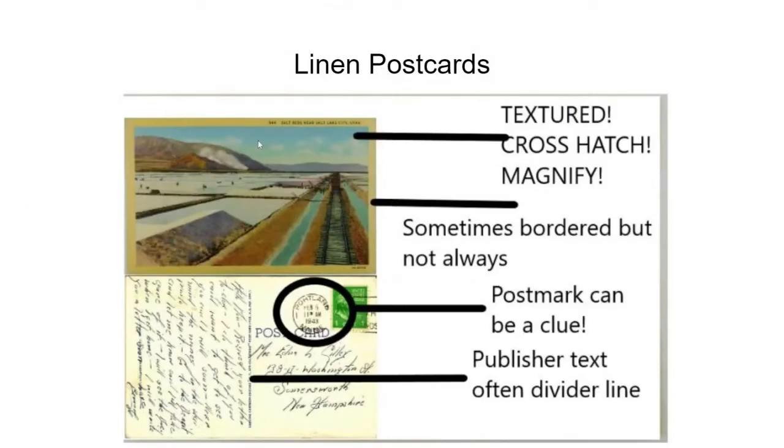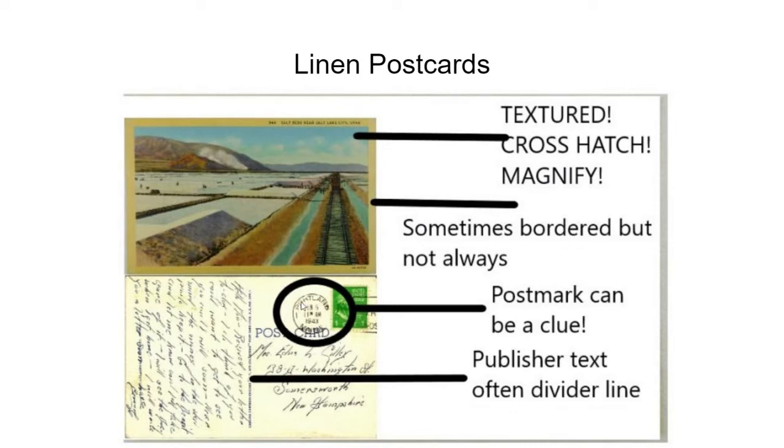So in identifying them, we're going to have that textured crosshatch that we see under magnification. The one we've been looking at has a border, but not all linen postcards will have borders. Sometimes they will have a full printed front, and you might have to identify a linen postcard against a divided back postcard. And the way you'll do that is to go back to that textured crosshatching. Once again, there are exceptions to every rule here.